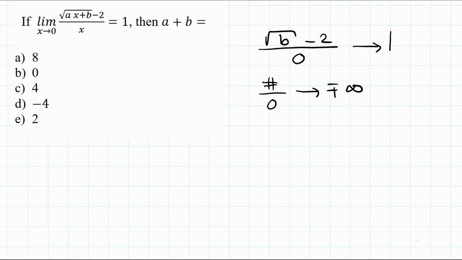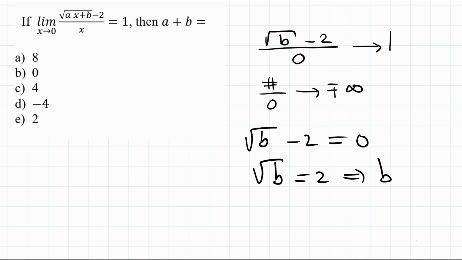The only way that this expression can survive to 1, the limit being equal to 1, is if the numerator is actually 0, and that gives an indeterminate form, and it is possible for that to produce a finite number. But if it is only a number divided by 0, then it's not possible. So the first thing here we realize is that the square root of b minus 2 should be equal to 0. Okay, and therefore the square root of b is equal to 2, and therefore b is equal to 4.